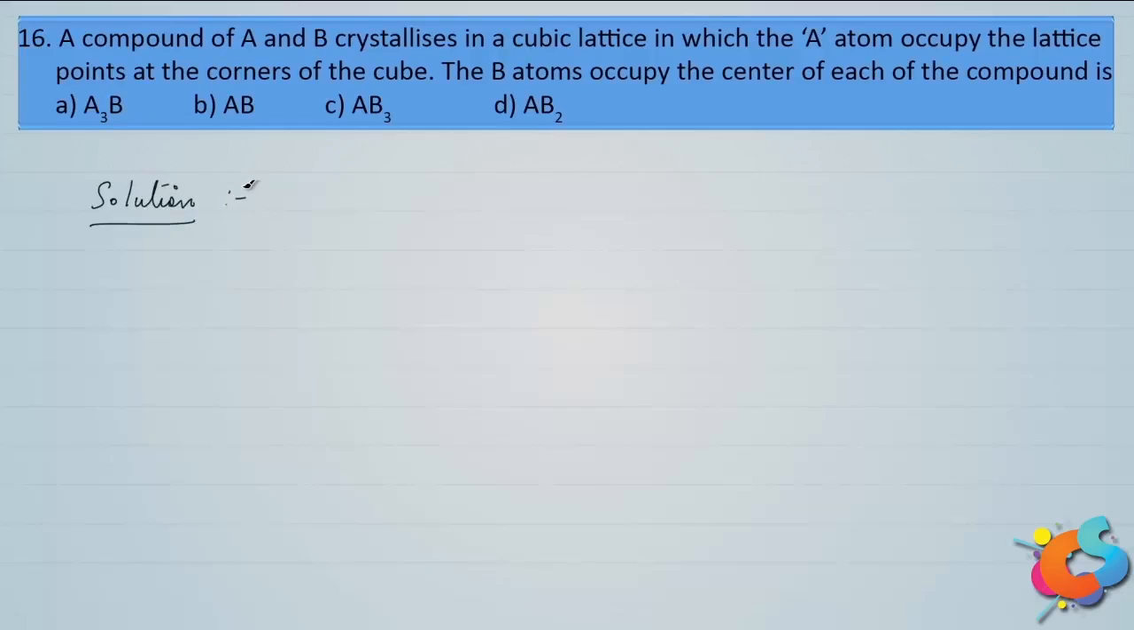The solution is A atoms occupy the corners of the cube. Therefore, number of atoms of A is 1 by 8 into 8, which is equal to 1. B atoms occupy the center of each face of the cube. Therefore, number of atoms of B is half into 6, which is equal to 3. Thus, probable empirical formula of the compound is A1B3, and hence the right option is option C.